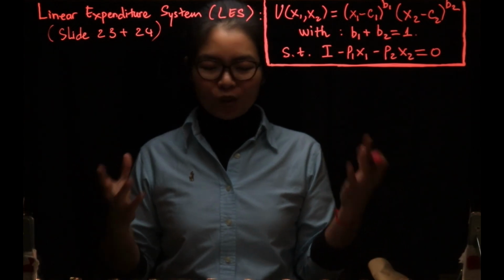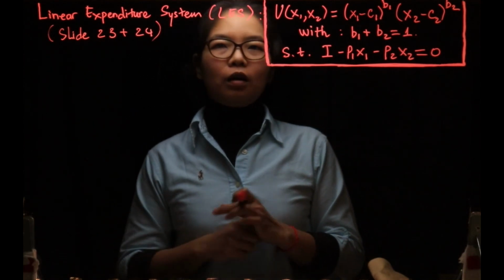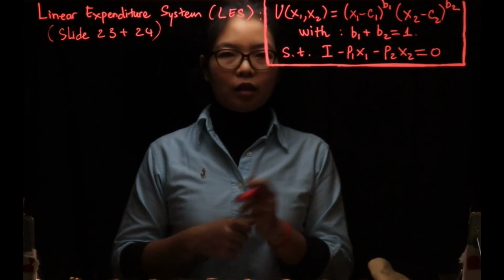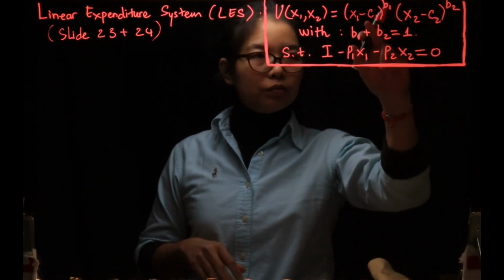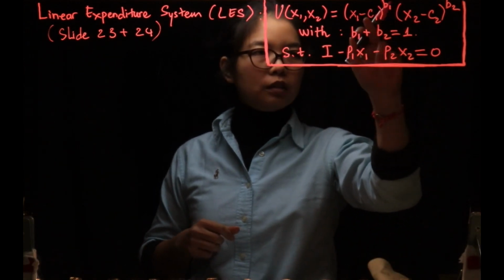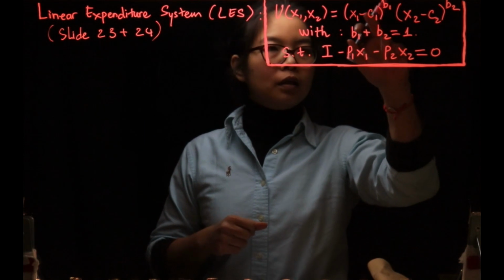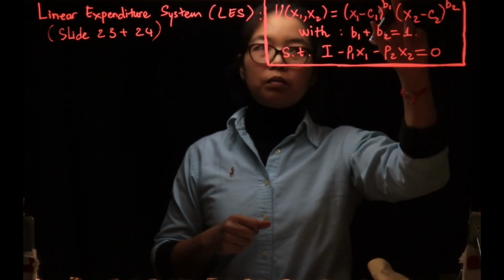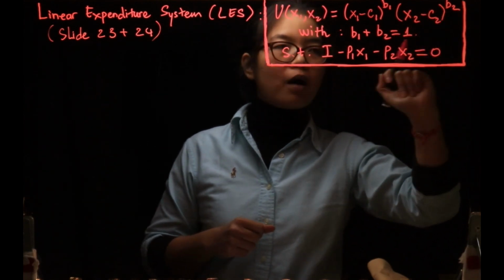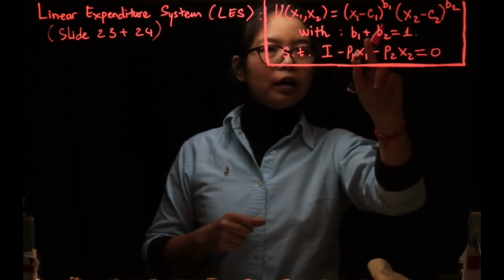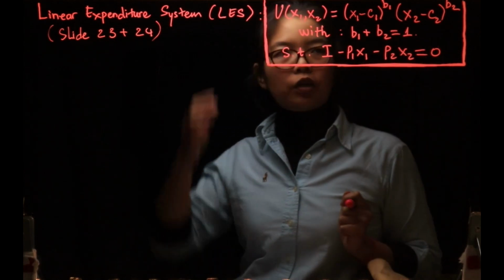Alright, so now let's level up a little bit with some generalization of the Cobb-Douglas utility. So I have written it down here. Now we also introduce two constants C1 and C2, and the utility function becomes (x1 minus C1) to the power of b1, times (x2 minus C2) to the power of b2, with the exponents summing up to 1, and a similar budget constraint.